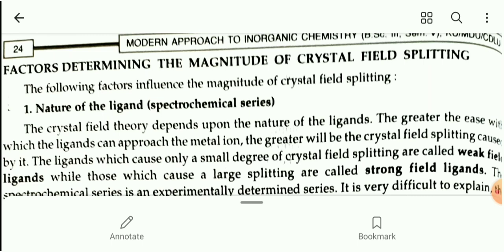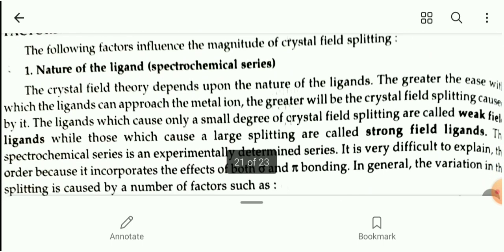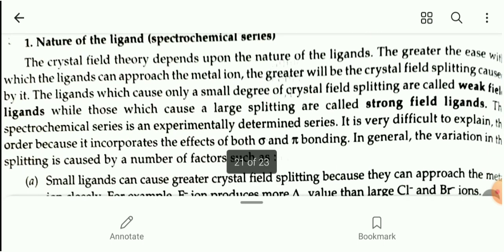The greater the ease with which the ligand can approach the metal ion, the greater will be the crystal field splitting caused by it. The ligands which cause only a small degree of crystal field splitting are called weak field ligands, and those which cause large splitting are called strong field ligands. The spectrochemical series is an experimentally determined series. It is very difficult to explain the order because it incorporates the effect of both sigma and pi bonding.